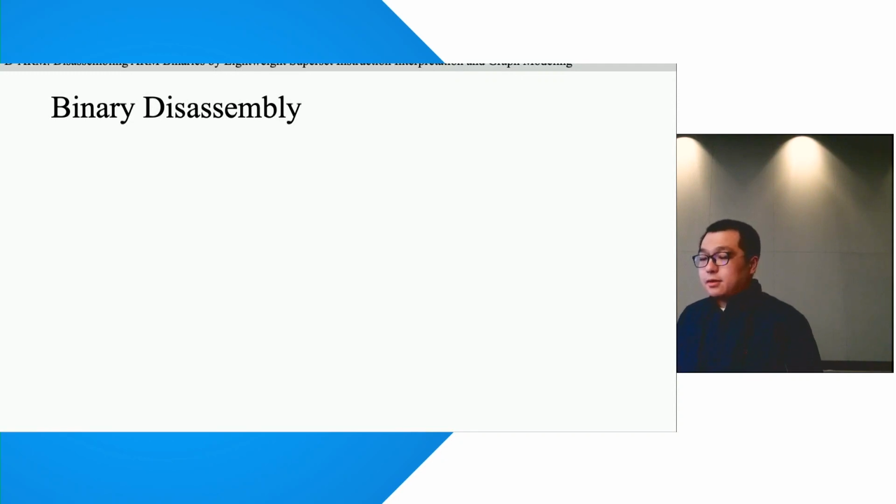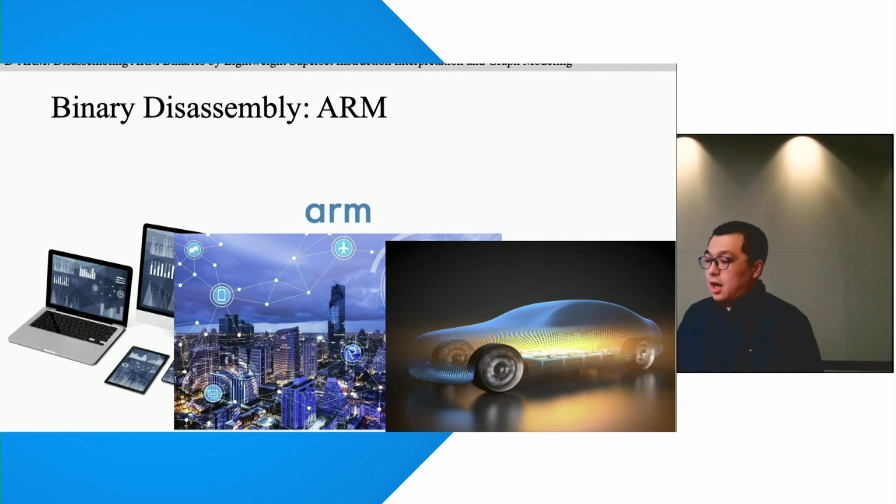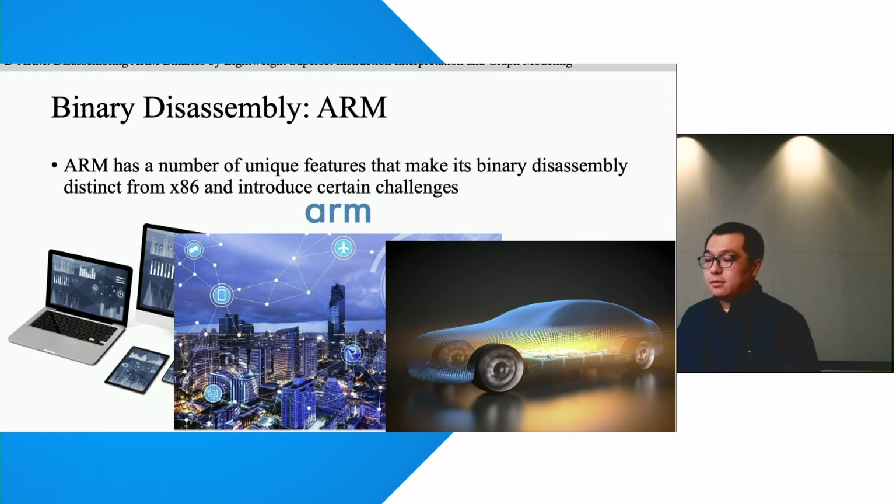Besides x86, there is another popular architecture family, that is ARM. Due to its outstanding performance while using less energy, ARM is widely used in systems such as mobile devices, IoT, and CPS. However, ARM has a number of unique features, making its disassembly different from x86 and bringing a number of unique challenges.